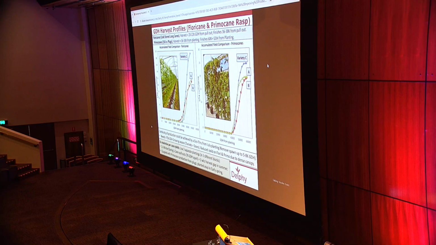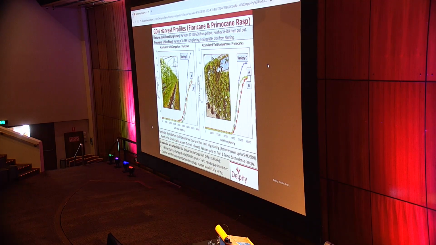2 winter, spring long cane pullouts planted 7,000 GDH apart. So a 3-week harvest gap between the 2 plantings. And then coupled with a primocane production planted as early as possible in the spring. And in that way, as your second long cane pullout finishes, your primocane harvest will begin.